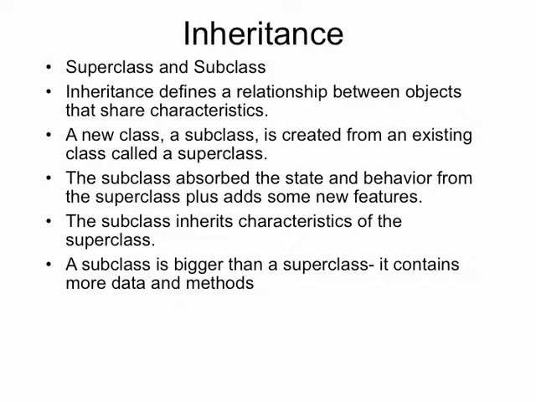A new class or subclass is created from an existing class called a superclass, and the subclass absorbs all the state and behavior. So all the instance fields and all the instance methods from the superclass are absorbed by the subclass, plus the subclass can add some new features. A subclass can be said to be bigger than a superclass in that it contains everything the superclass has, plus more data and methods. But that can also be misleading, because if you think about the subclass containing more potential objects than the superclass, that conclusion really is erroneous because the subclass is more specific.